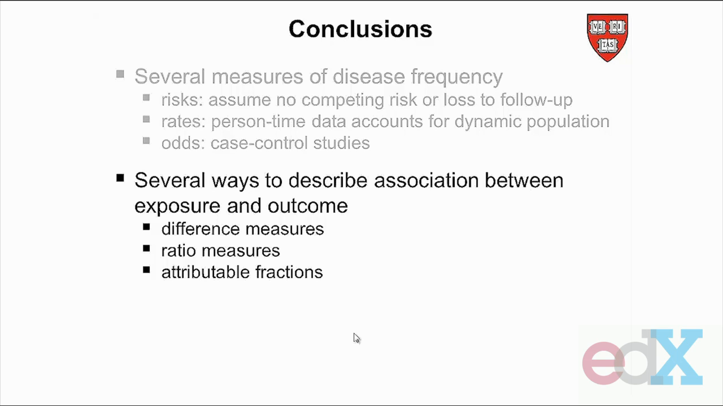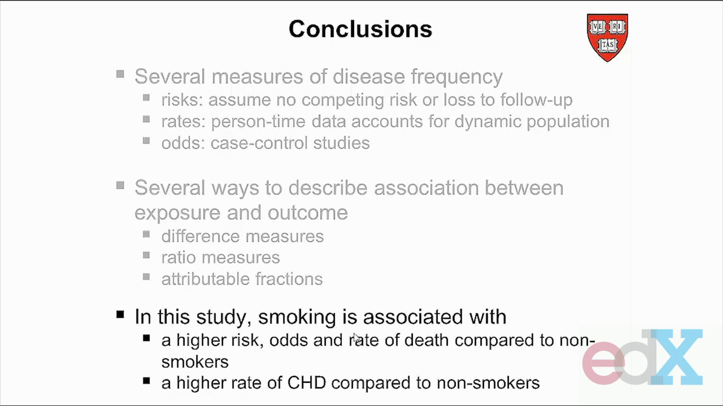We've looked at these different measures of association that can be calculated using these different measures of disease frequency. We discussed difference measures like a risk difference and a rate difference. We discussed ratio measures like an odds ratio, a risk ratio, and a rate ratio, and we discussed attributable fractions. And so far, in our data set, we've seen that smoking is associated with a higher risk, odds, and rate of death compared to non-smokers, and we saw that smokers had a higher rate of coronary heart disease compared to non-smokers. In subsequent sessions, we're now going to be looking into different issues of confounding and bias and effect measure modification. So we'll continue to pursue the association between smoking and coronary heart disease in this data set. See you soon.